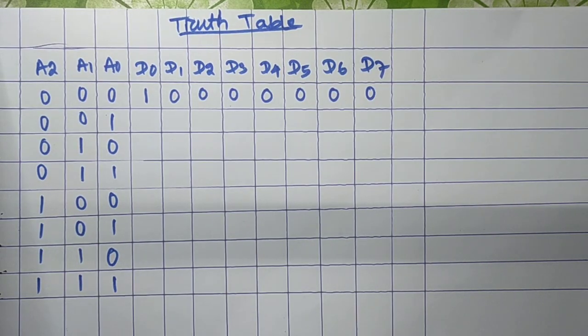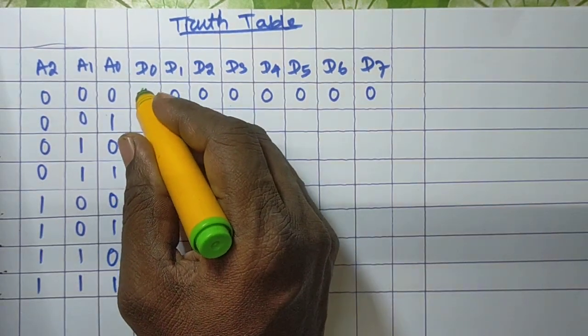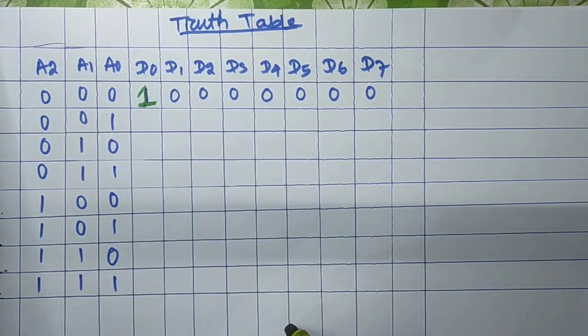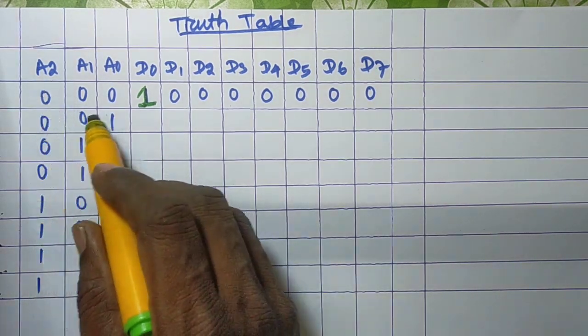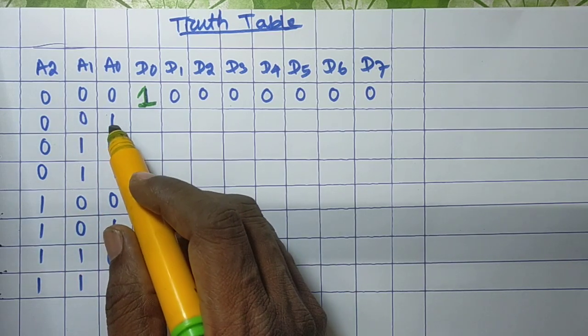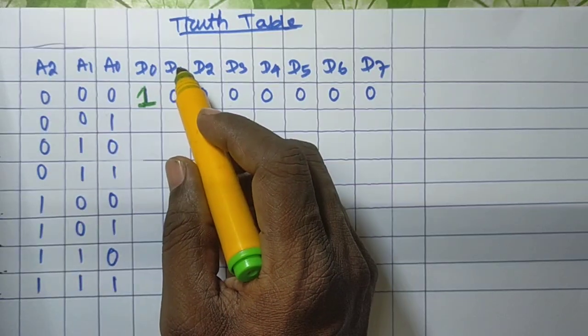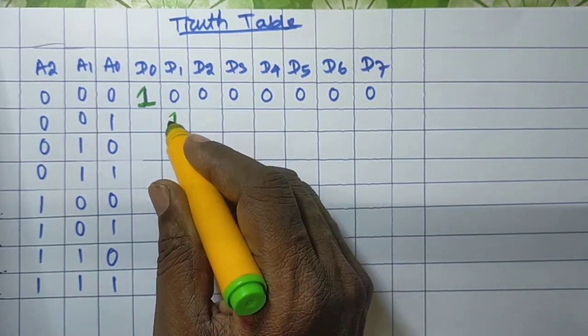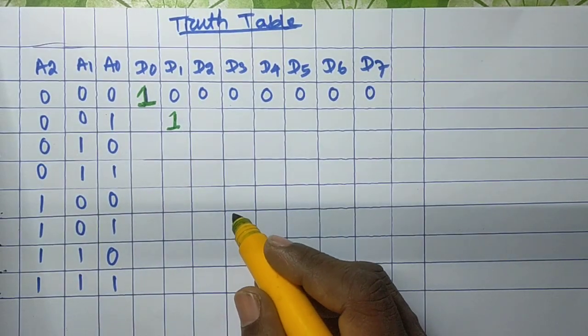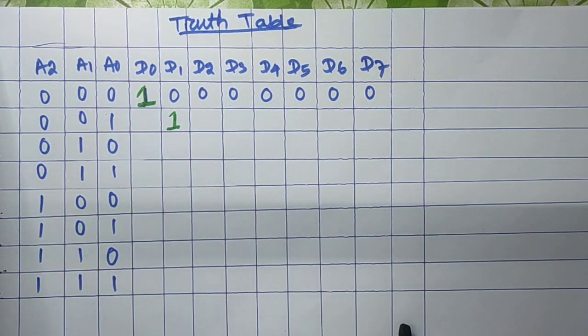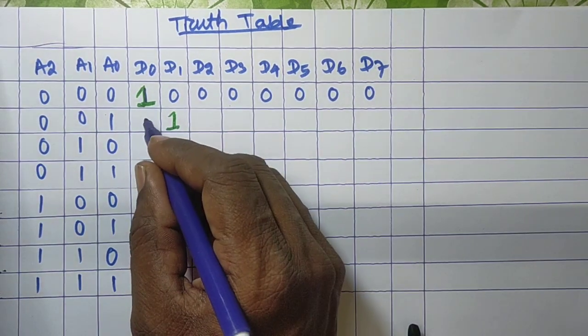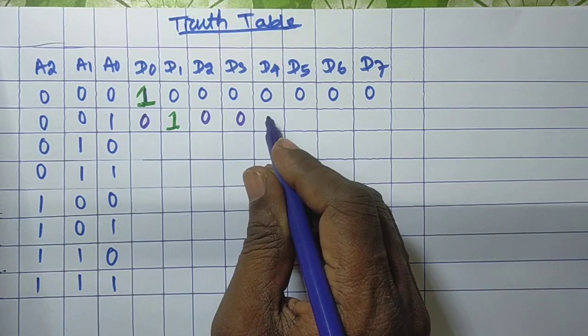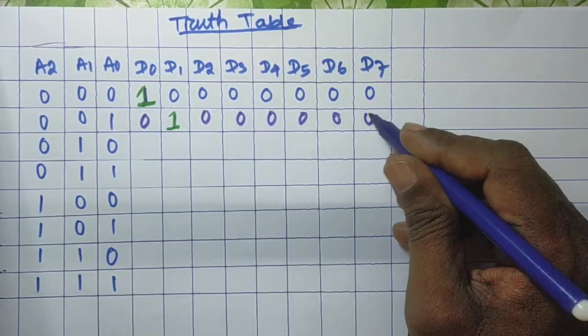Another way, suppose we consider this as 1, we can also define it in this way. Similarly, whenever we go through another value, 0 0 1, the output we get is the D1 output. So in that case D1 will be activated, so we can write D1 in this way. The other part will be 0 0, like 0 0 0 0 0 0 0.